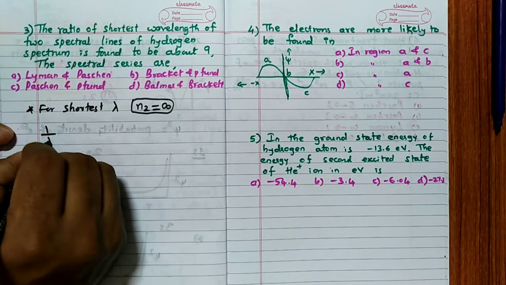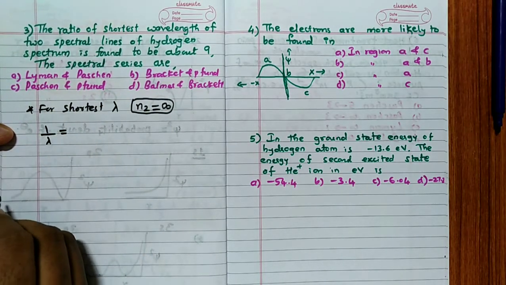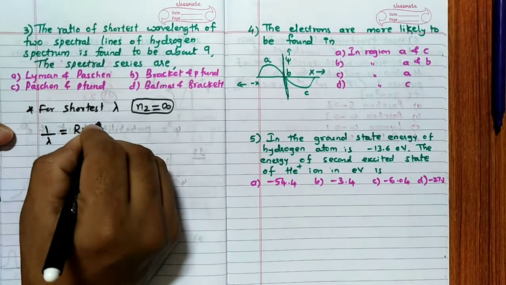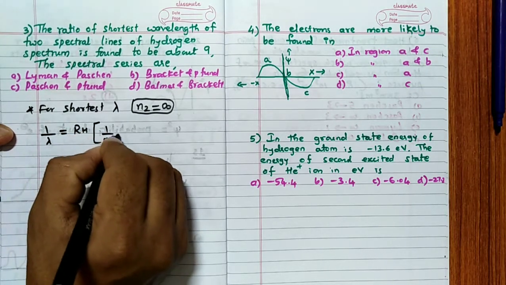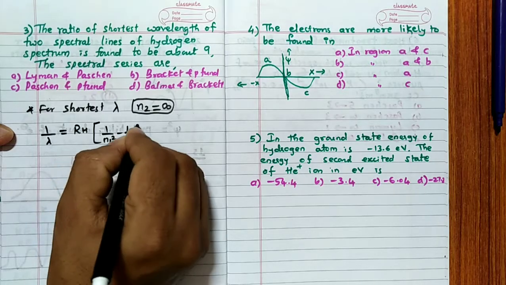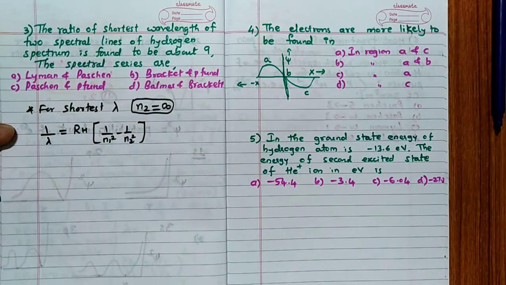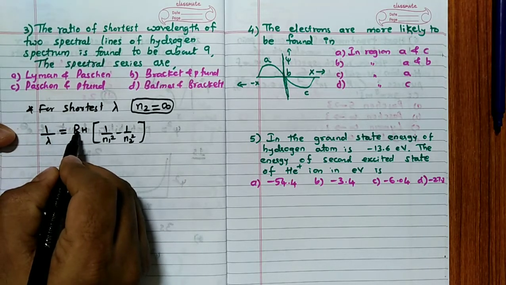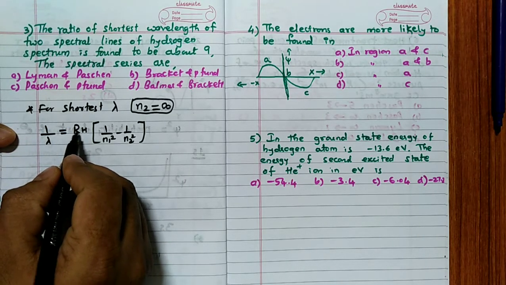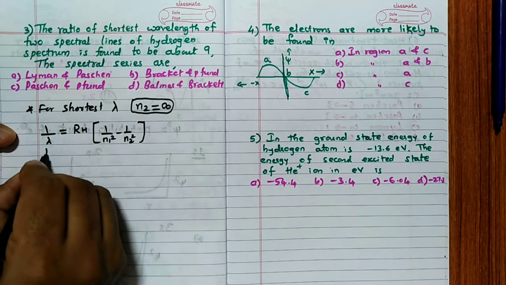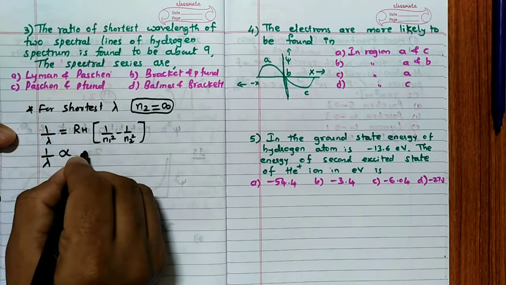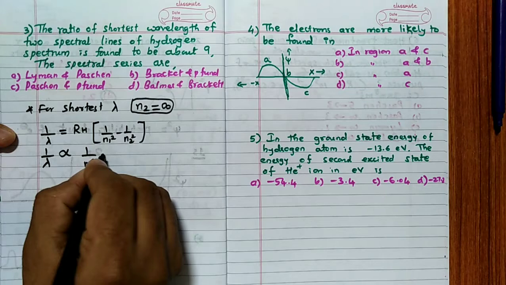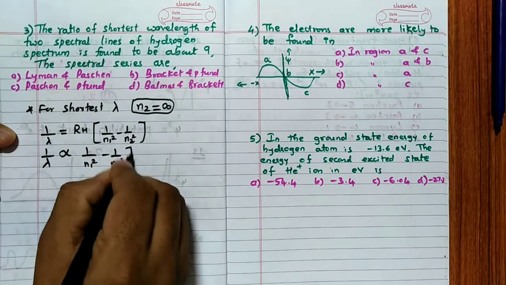See, Rydberg's equation says, in terms of lambda, 1 by lambda is equal to RH into (1 by n1 square minus 1 by n2 square). See the shortcut very carefully. Here RH is constant, correct? RH is constant, hence I can write this equation as 1 by lambda proportional to 1 by n1 square minus 1 by n2 square.